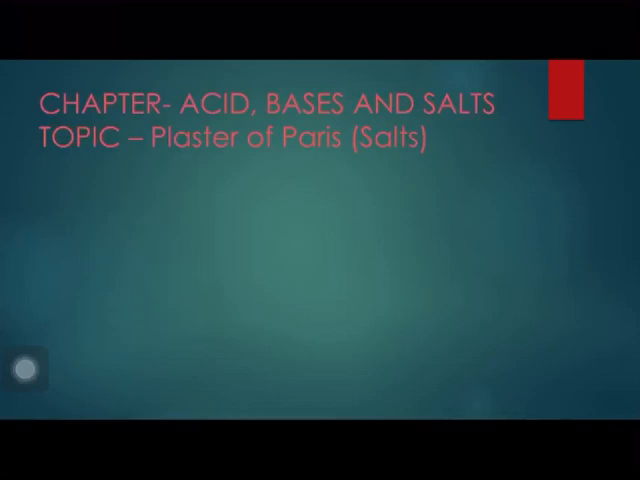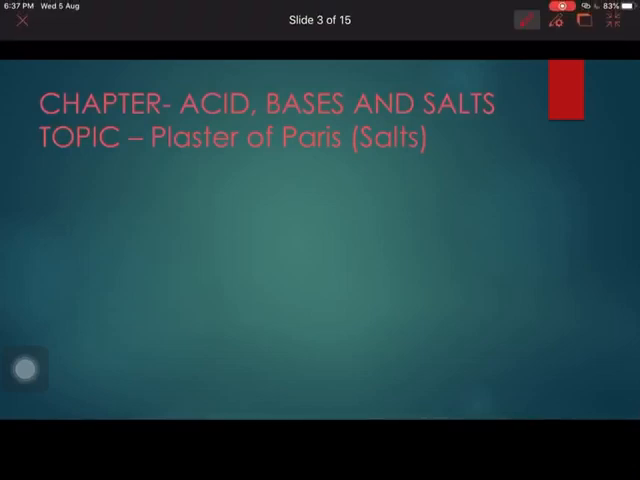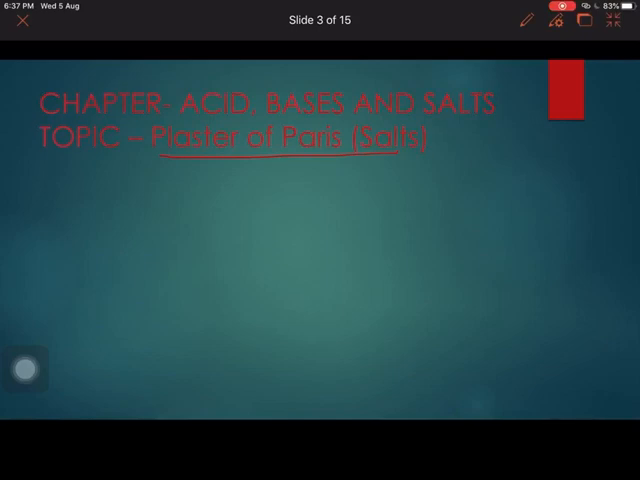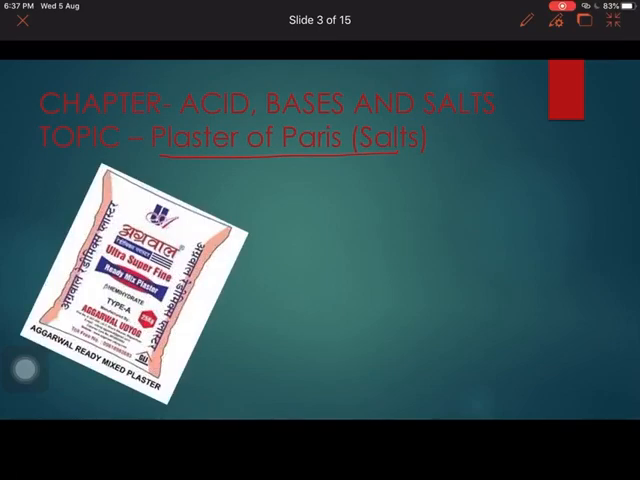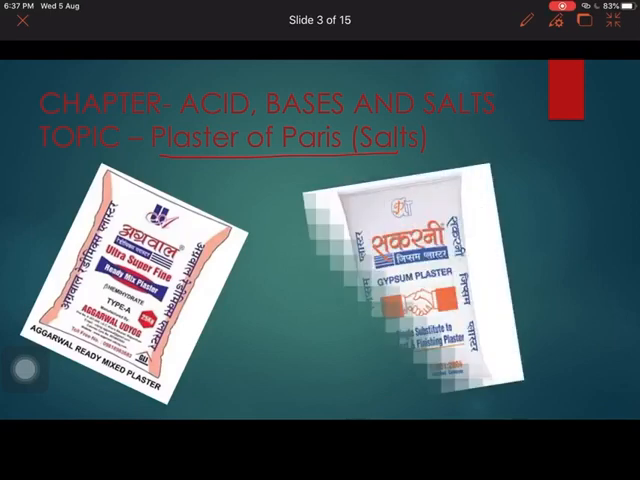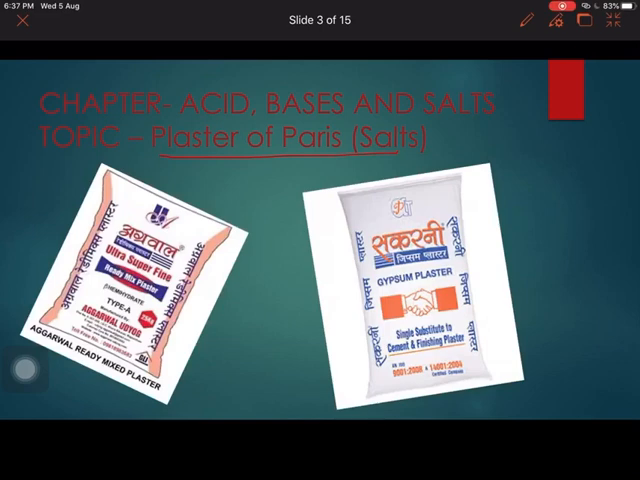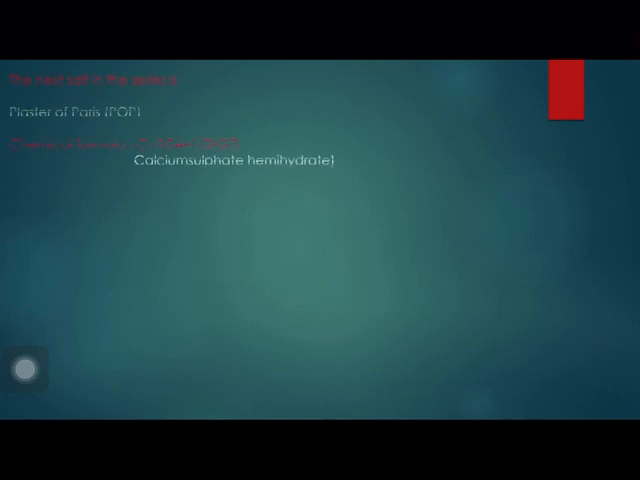Now the topic of today's worksheet is acid, bases and salt, and the chapter is acid, bases and salt, and the topic is plaster of Paris. So this is the last topic of this chapter. You must have seen such types of bags of plaster of Paris when you purchase a new house and this activity is done. So these are the two examples of the market availability of the plaster of Paris. It comes under two different names.